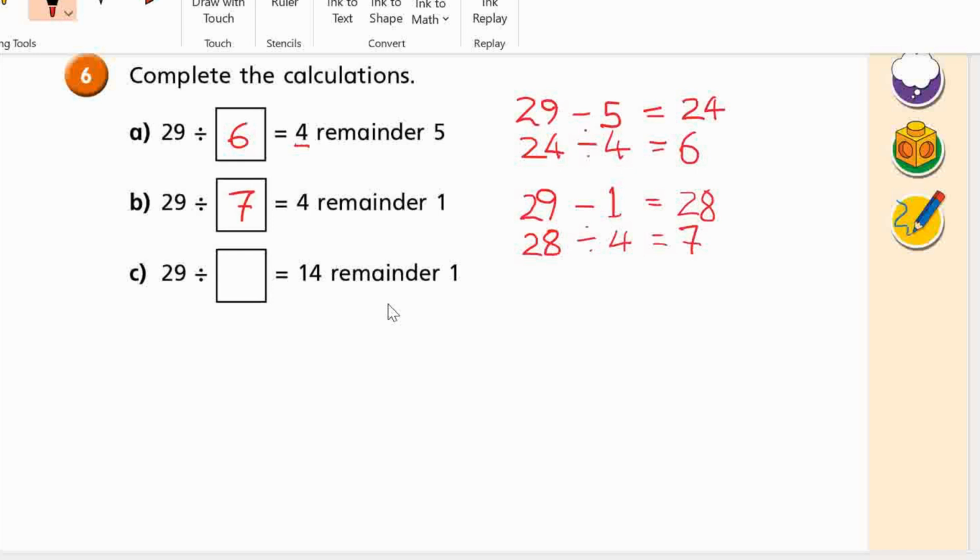Okay, now here they ask 29 divided by what gives you 14, remainder 1. Okay, well we've already done 29 minus 1 equals 28, so we know that. So we've done this part. Now we have to divide 28 by 14. What does that give us? 2 times 14 makes 28. Yeah, 14 goes into 28 2 times. So our answer is 2. Does that make sense? Yeah? Okay, so you have to first subtract the remainder, and then you have to divide this number by this number. Well, what's left, basically, after you've taken away the remainder.